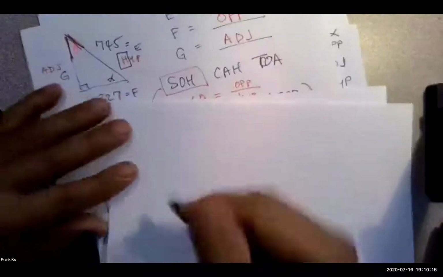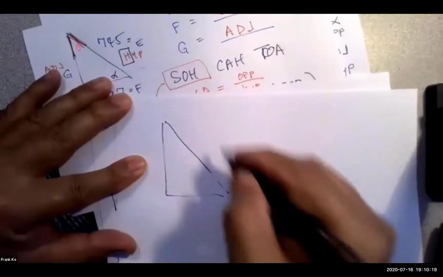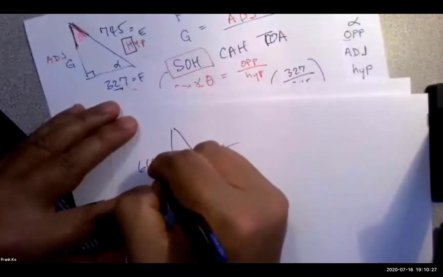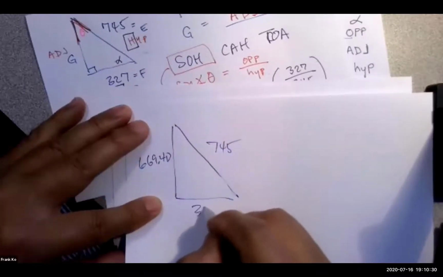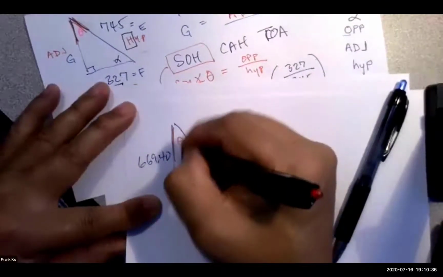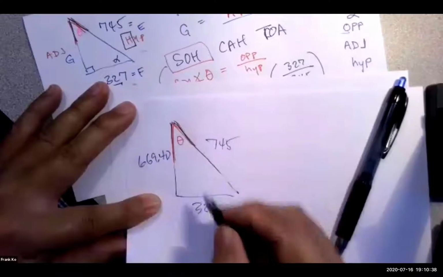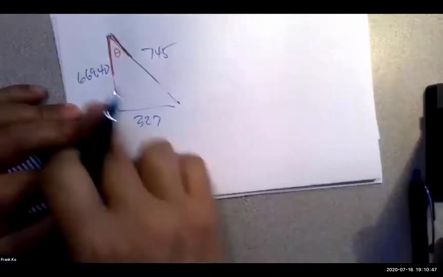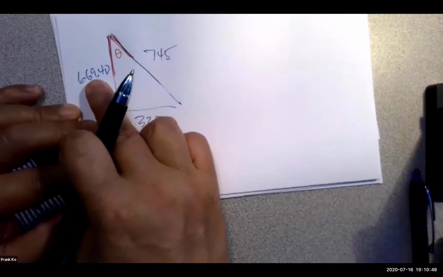All right. So very quickly, we have from our original triangle here, here, and here, a 745. We have now a 669.40, and we have a 327, and our angle of theta is still here. Let's double check this, my friends, by using these 2 sides here. Let's double check the angle of theta by using our newly found side of 669.40.